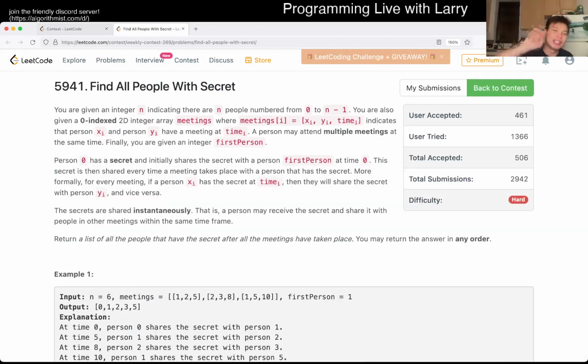Hey everybody, this is Larry. This is me going with contest 269 Q4. Find all people with secret.